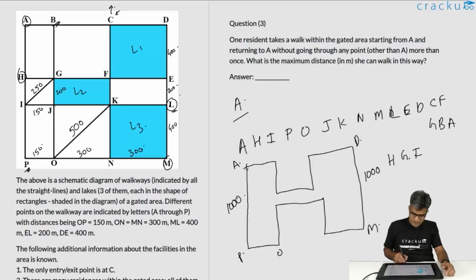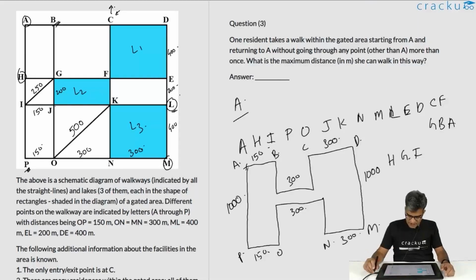P, O and N. PO is 150. This JK will be 300 and NM is another 300. Similarly, this is C and this is B. CD is 300. This also is 300 and this is 150. The only difference is this one will be 400. This one will be 400. This also is 400. And this also is 400.